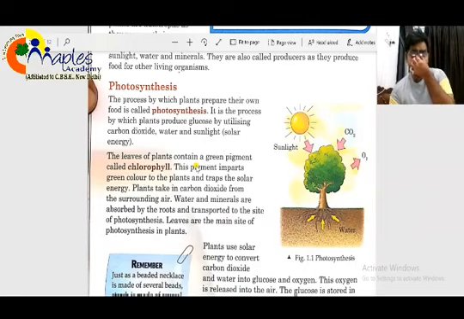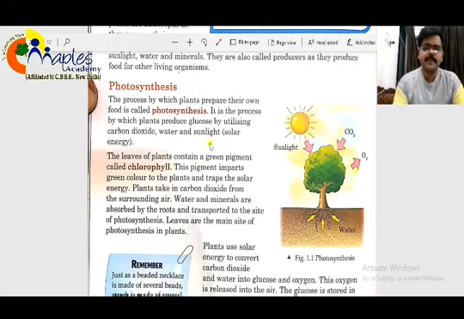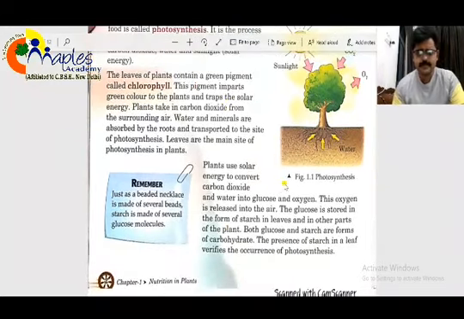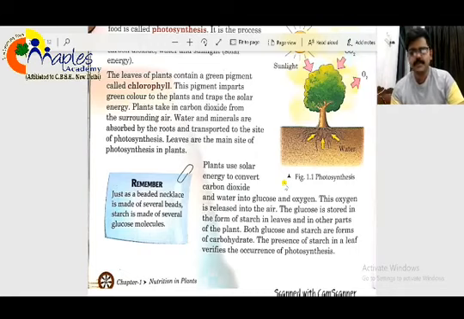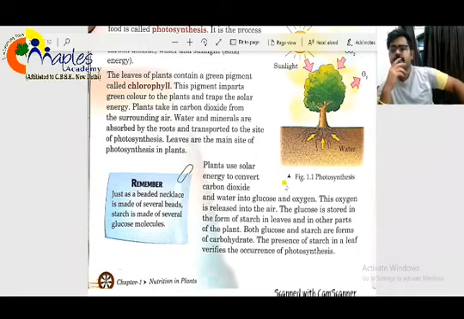Then carbon dioxide is taken from the atmosphere. As far as water and minerals are concerned, they are taken with the help of roots from the soil itself. Finally, when they make their food, the end product of this chemical process, photosynthesis, is glucose. This glucose will be formed continuously in the plants. Glucose molecules combine together to form a single molecule of starch. Starch is the form in which they are storing their food, and glucose is the end product of photosynthesis.